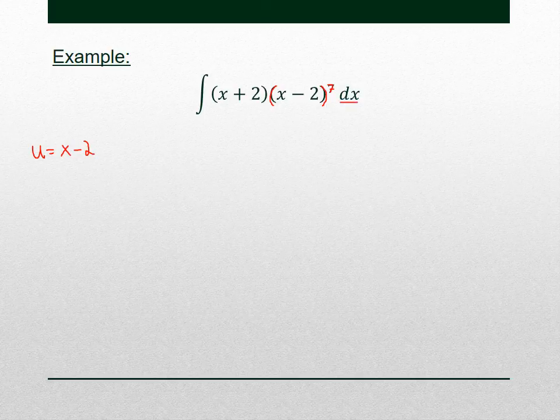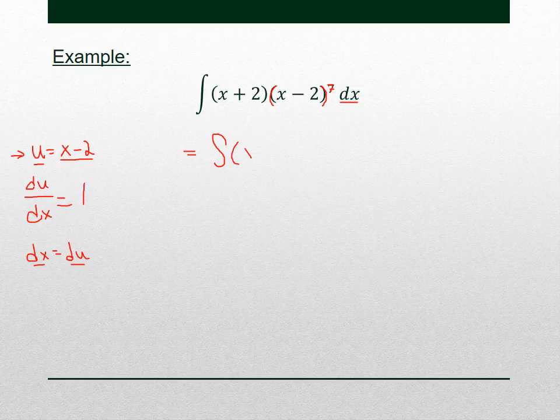We also need to get rid of this dx. So to do that, we take the derivative of our equation with u's and x's. On the left side, we get the derivative of u with respect to x, which is du dx. And on the right side, you just get 1. So what does that mean? Well, when you solve for dx, you get dx equals du. So now we can substitute: instead of a dx, we'll just say dx is the same as du, so you can just write that in there. And instead of x minus 2, we're going to write u. So let's write the integral of x plus 2, and then it's u to the 7 du.